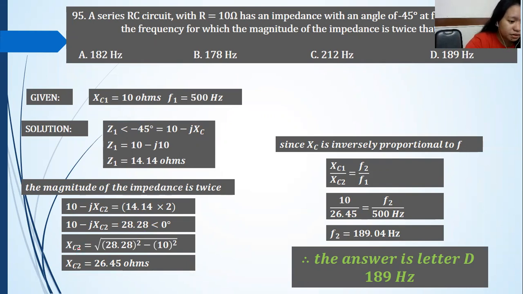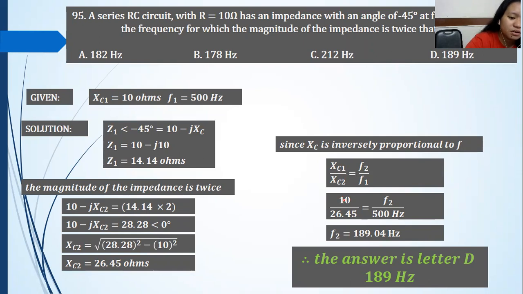And then we will solve for the XC. We will have the answer of the square root of 28.28 squared minus 10 squared. So our XC2 is 26.45 ohms. Since XC is inversely proportional to frequency, we have XC1 over XC2 is equal to f2 over f1. So substitute the values.